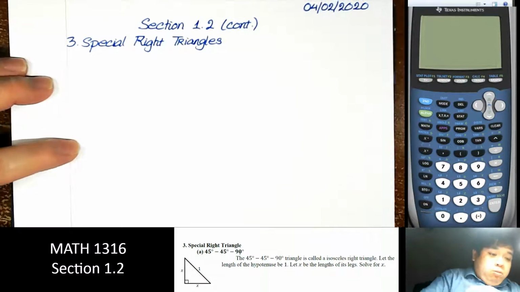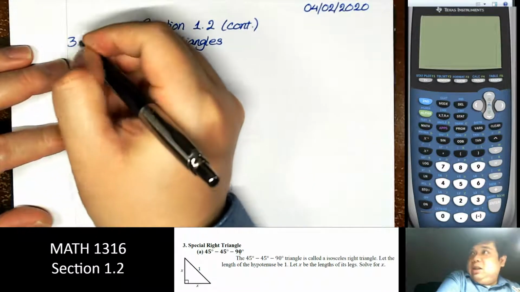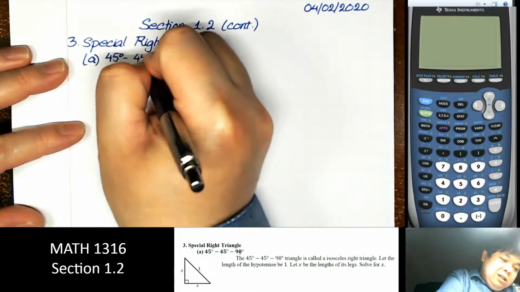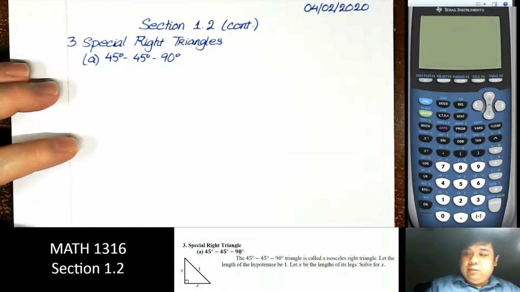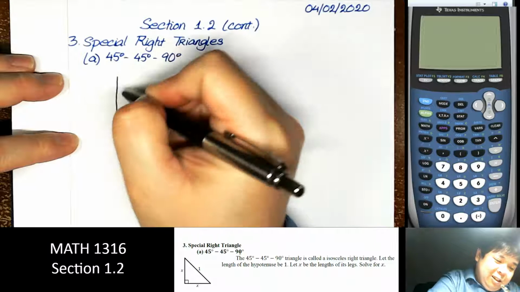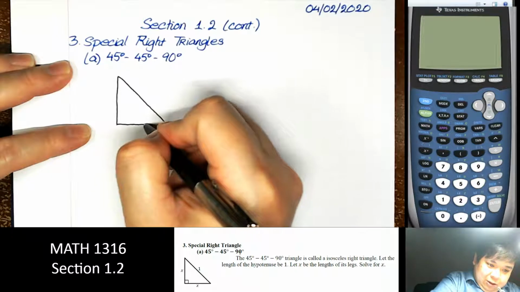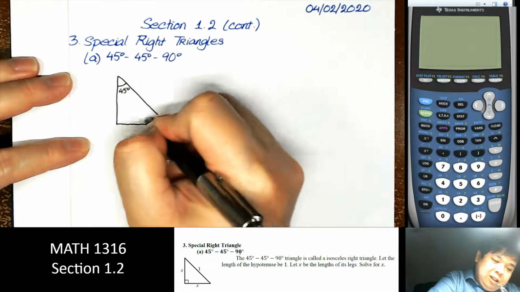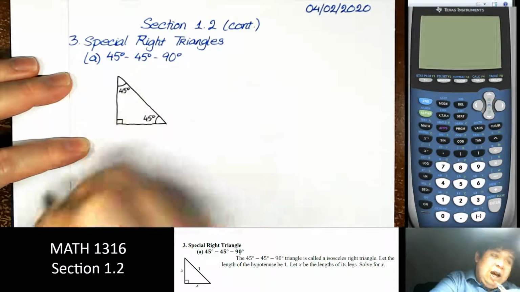Right. Special right triangles. There will be two special right triangles. The first one is the 45, 45, and 90. I'm just going to draw this by hand. Right. So we have 45 degrees, 45 degrees, and 90 degrees.